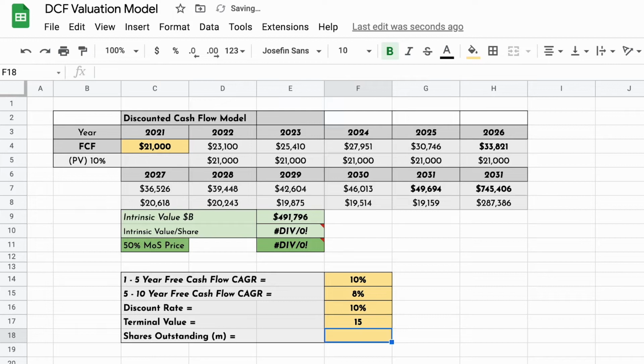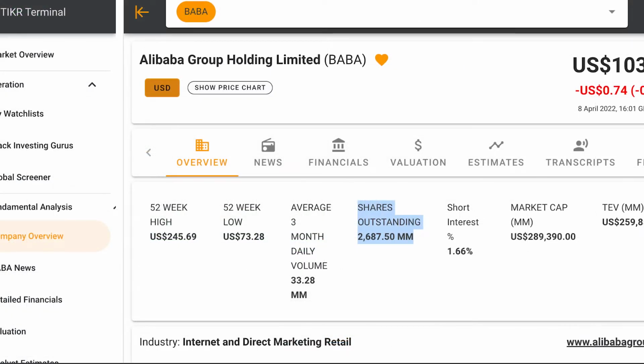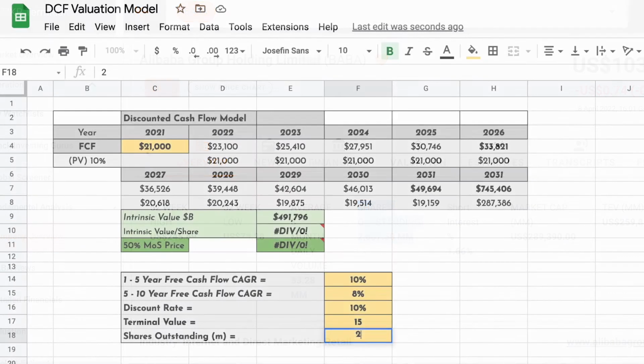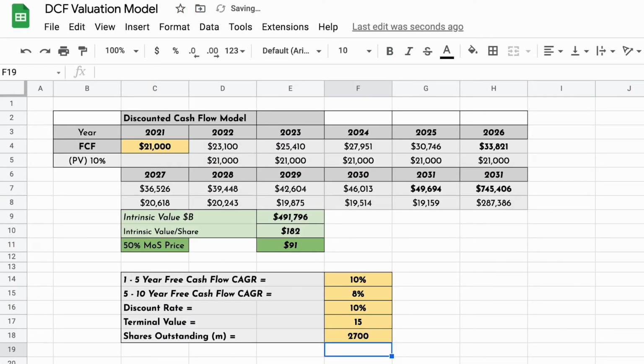And to finish our calculation, we just need the shares outstanding, which if we go back to Ticker, we can see is 2.7 billion. So the calculator's done its thing, and based on my estimates, Alibaba's intrinsic value for the entire business is around 490 billion, and per share it's around $182 a share. And for those Graham style investors looking for those 50-cent dollars, the 50% margin of safety price is around $91 a share. So that's my conservative estimate for Alibaba's intrinsic value.